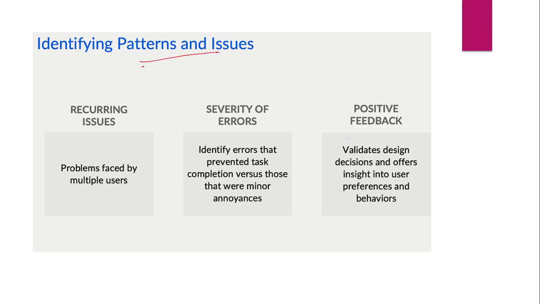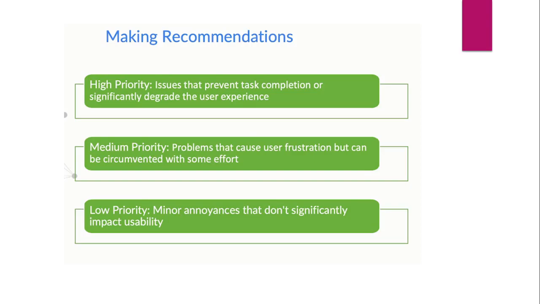Identifying the patterns and the users. What are the different recurring issues that happen with multiple users? Severity of errors, to identify the errors that prevent task completion, and what positive feedback you received during the conduct and the design process. Here you have to do certain analysis like high priority, medium priority, and low priority. High priority means you have to immediately modify those things in the design. Medium priority means it may be taken care of later also. Low priority, no need to bother about the low priority problems.